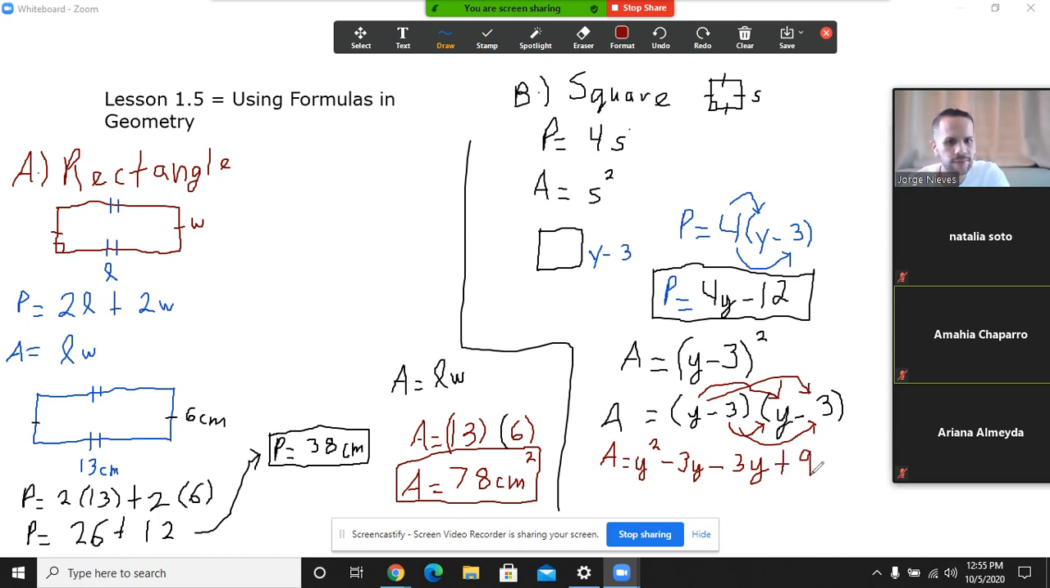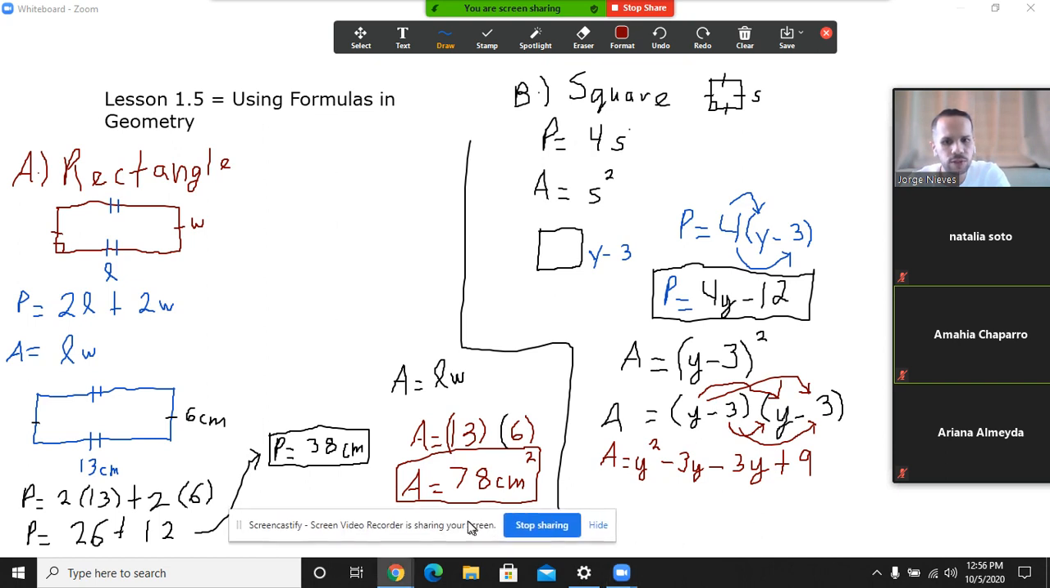So the question that I have is, what else can I do in this problem? Are there any like terms in this problem? Who can tell me what are the like terms that you can see very, very fast?